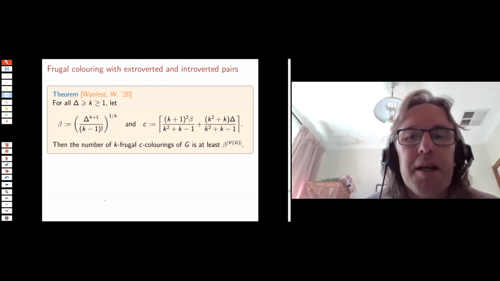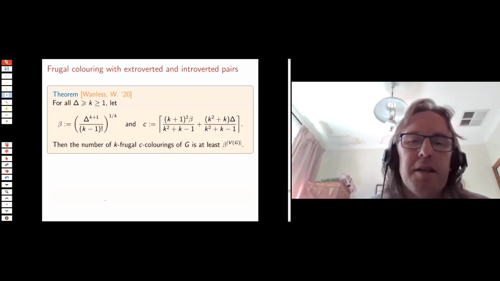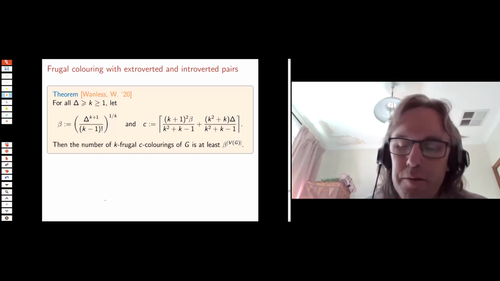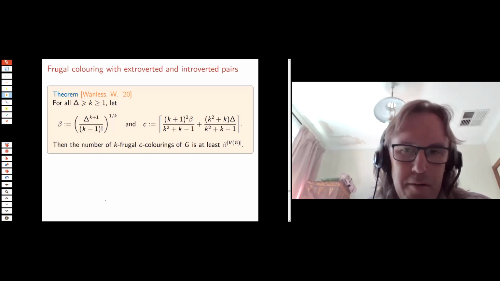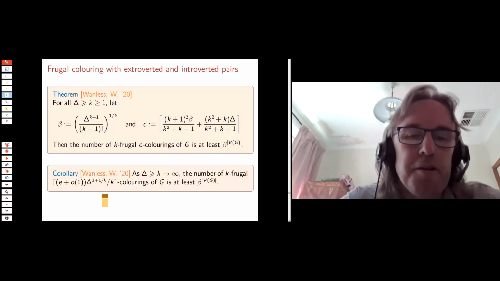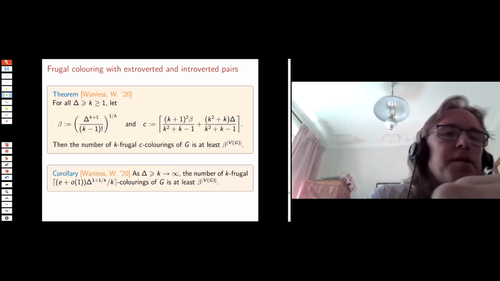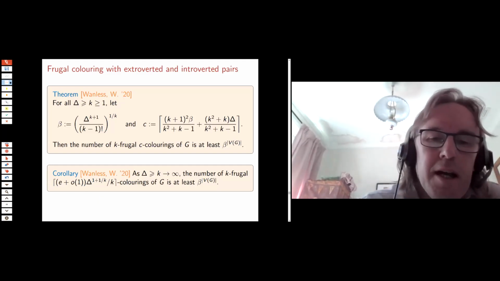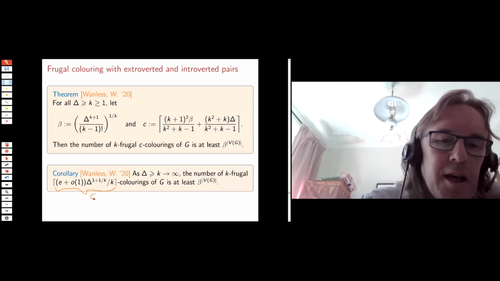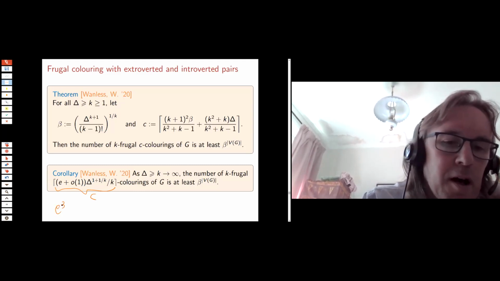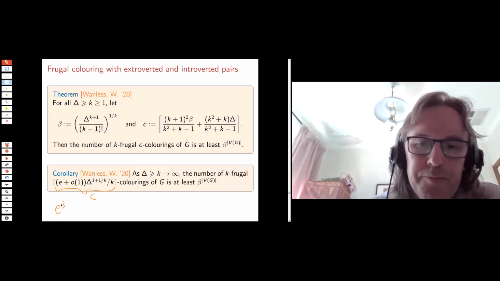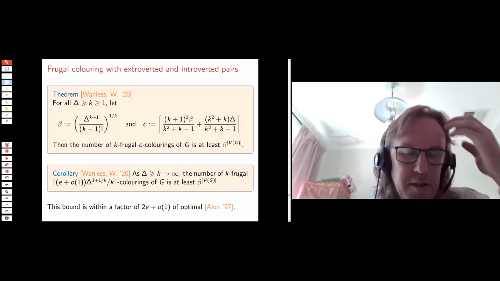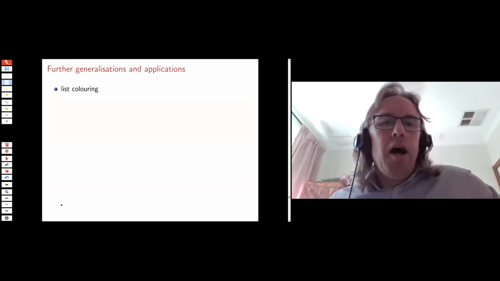Like in the k-frugal setting, you get this theorem by using these extraverted and introverted pairs, because you can model this now using hypergraphs and introverted pairs. These equations, I don't expect you to really see the intuition, but perhaps this corollary tells a story. It says, as delta is big compared to k, the number of k-frugal colorings, where C is the number of colors, is at least exponential in the number of vertices, and we've improved the constant from Hind-Molloy-Reed from e cubed down to e, using just this generic framework, and this is up to a 2e constant of being optimal. I'm wrapping up now.